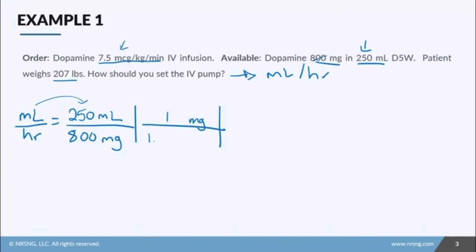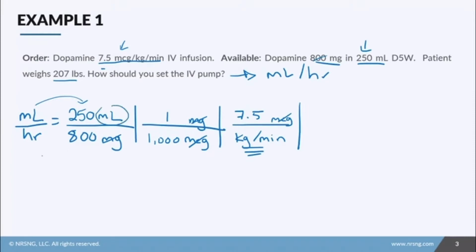1 milligram is 1,000 micrograms. Okay, transfer your units up. Remember, these can cancel. Now, what do we know about micrograms? Well, we know that we have 7.5 micrograms per kilo per minute. Anytime you have a double per, put them both on the bottom. All right, cancel micrograms. Do we have what we need yet? Well, we've got milliliters because we started there. We need to get to hours. Well, we've got minutes, so let's do that conversion. 60 minutes in 1 hour.